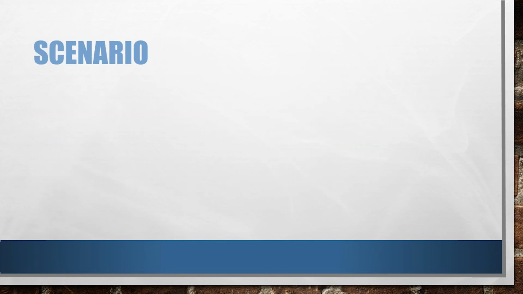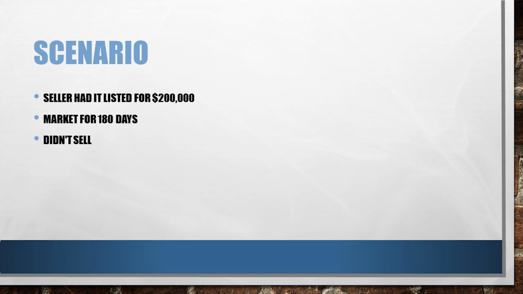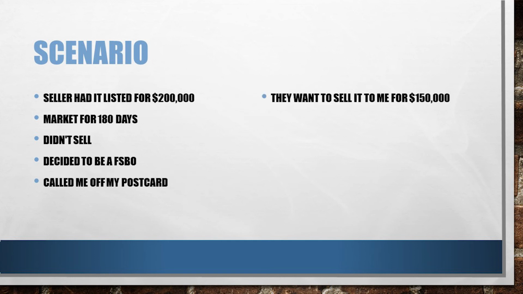So let's assume for a second that the seller had it listed and they had it on the market for $200,000. It was on the market for 180 days, didn't sell. They decided to be a FSBO. They called me off of my postcard. They want to sell it to me for $150,000. And that sounds like a great deal, right? Starting off, it sounds like, hey, $50,000 here, and I've got a reasonable seller.